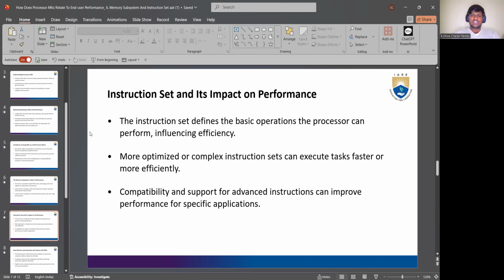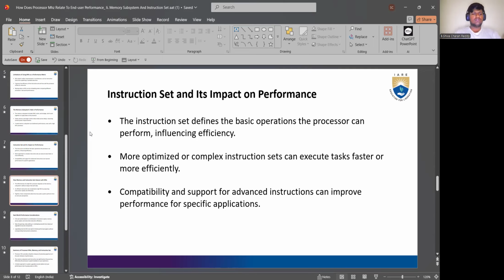So this instruction set defines the basic operations the processor can perform, including the efficiency. The more optimized or complex an instruction set, the faster and more efficiently it can execute tasks. Compatibility and support for advanced instructions can improve performance for specific applications. If there is enough compatibility and support for these advanced instructions, performance can easily and thoroughly be improved for any type of specific application.